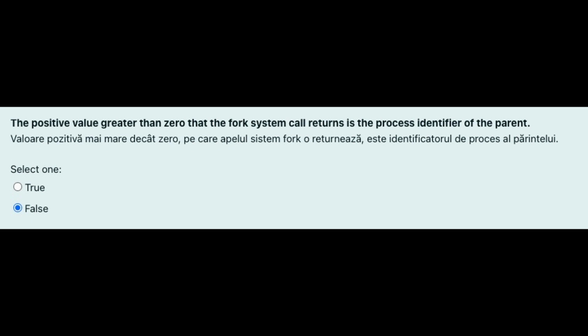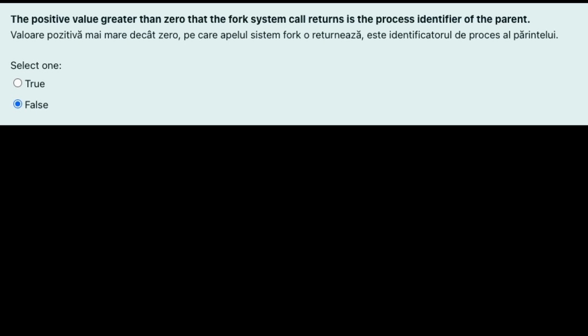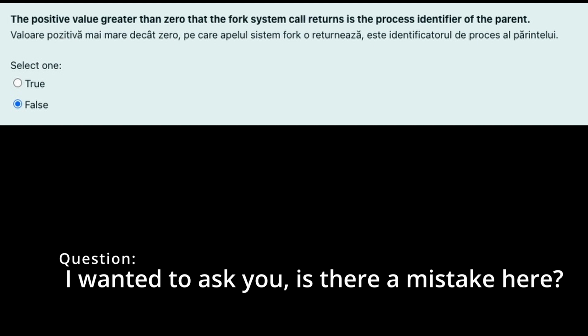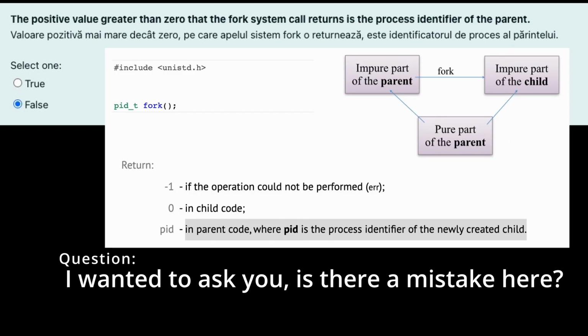The quiz question states, the positive value greater than zero that the fork system call returns is the process identifier of the parent. The question from the student is, I wanted to ask you, is there a mistake here? Usually students tend to forget what the actual value returned by the system call fork is when this value is greater than zero. So first of all, let's see all the return values.